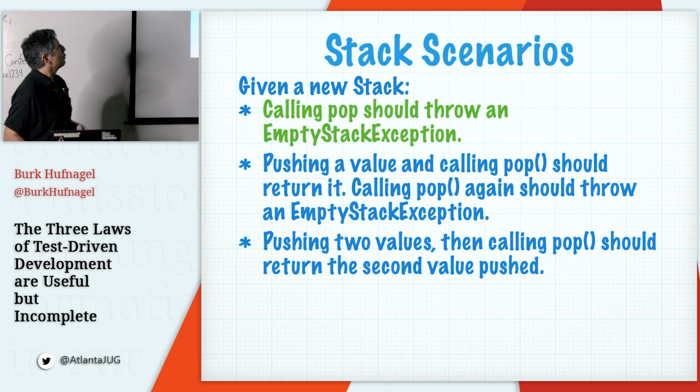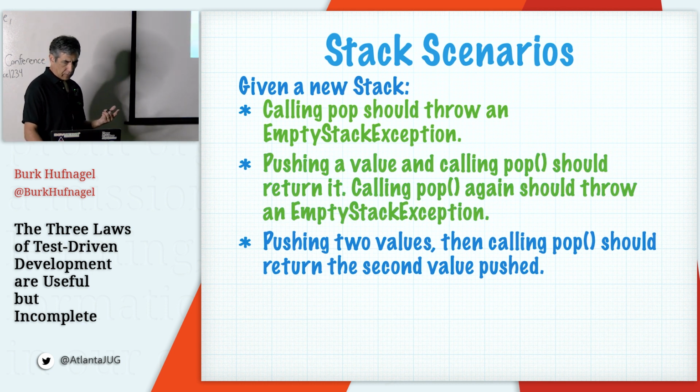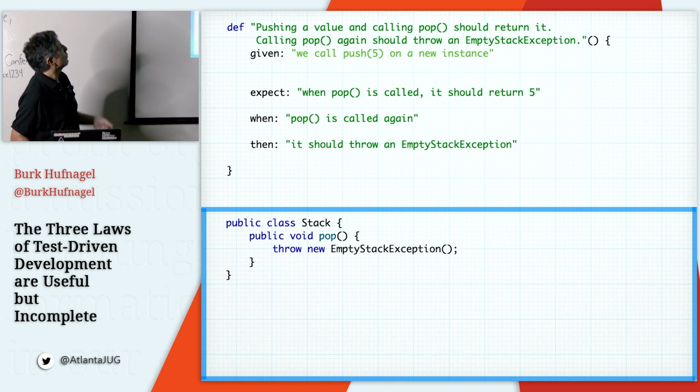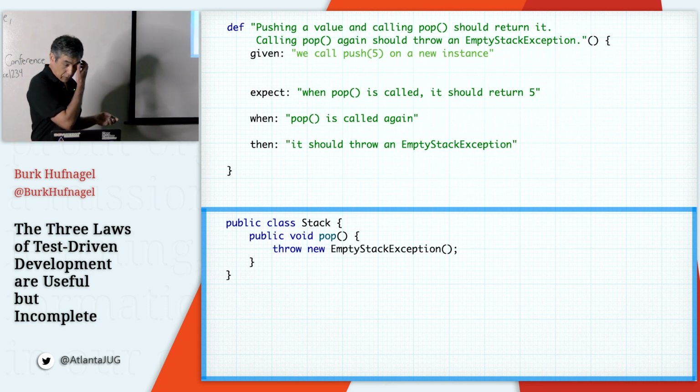Okay, so that's done. Number 2, we're going to push a value and call pop, and then we should get it back. And if we call it again, we should get an empty stack exception. Okay, so we're building on what we had, right? So each scenario builds on the next. Same idea, we set up the different pieces. This expect block is a combination of a when and then. So we're going to call something and check a value in here. You could just say given and expect, but it reads kind of funny.